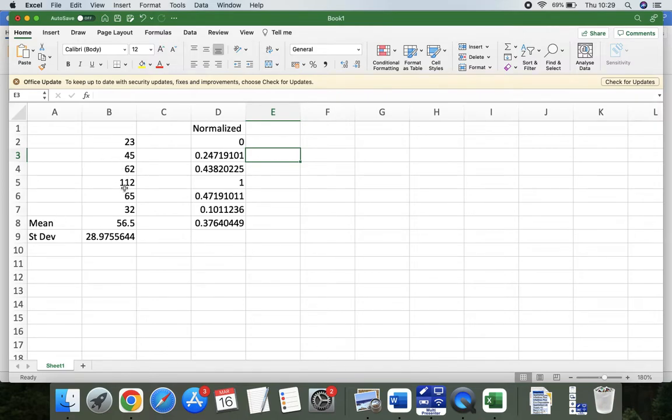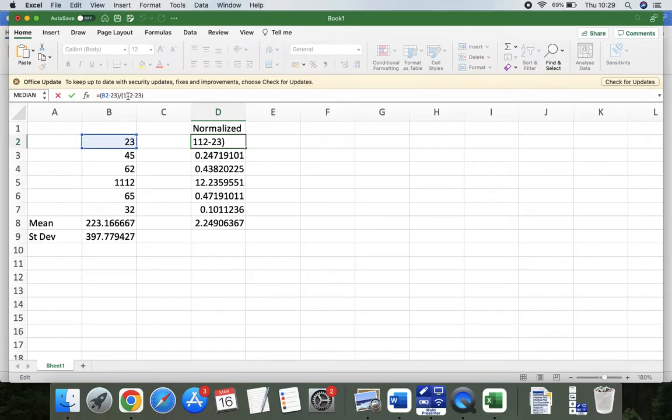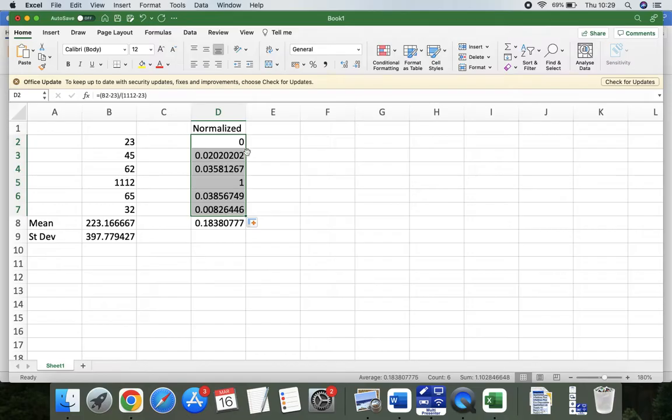So if I say, okay, now the maximum value is 1112, and change this thing here, there is still very little impact, but there is impact obviously. The mean has changed from 0.37 to 0.18 because this value is much greater than all other values.